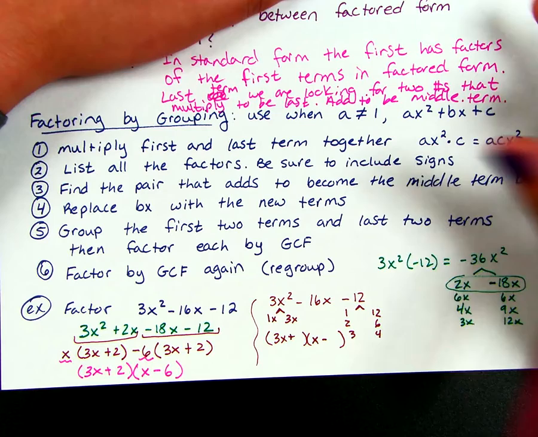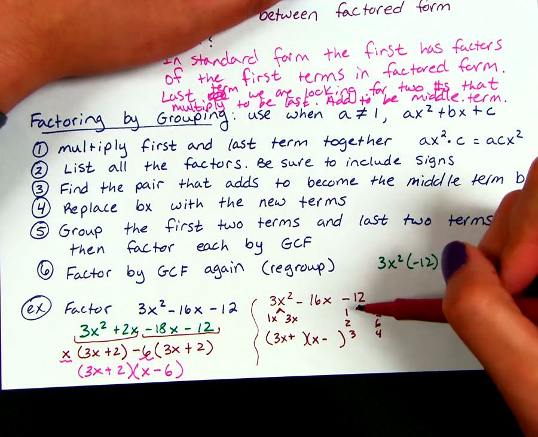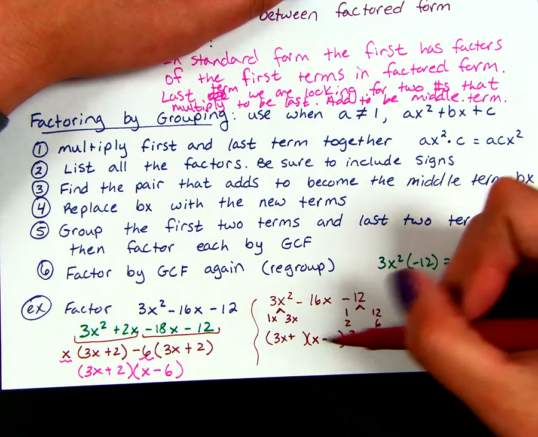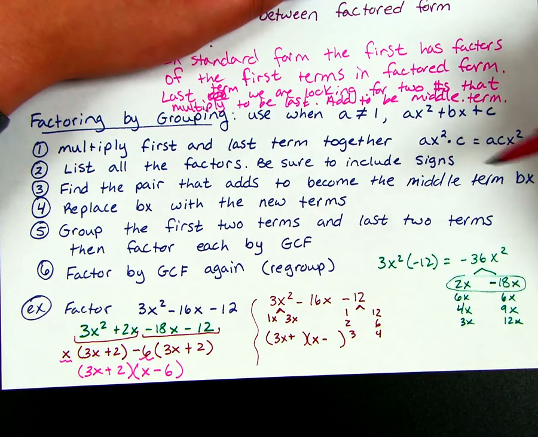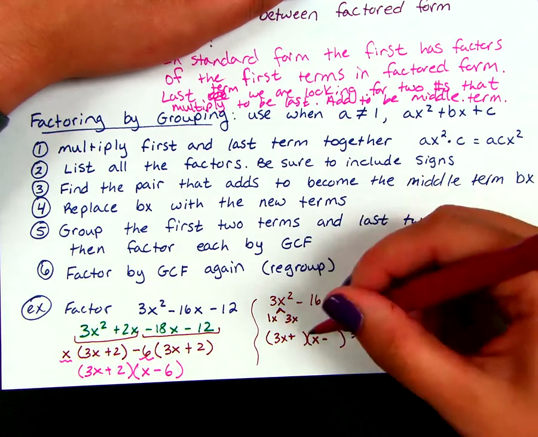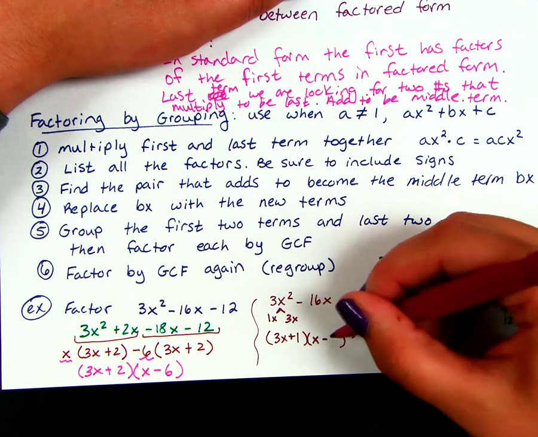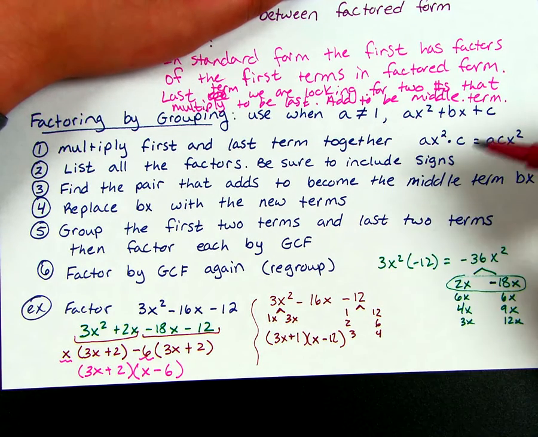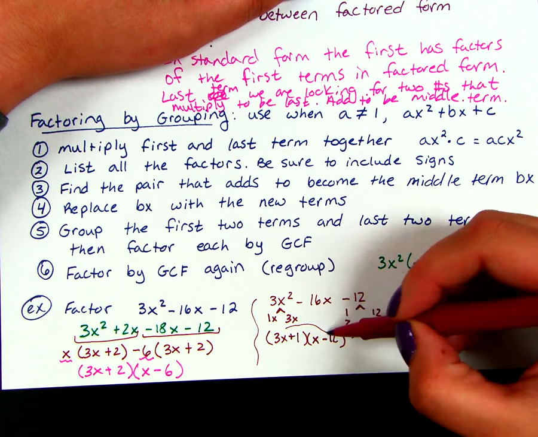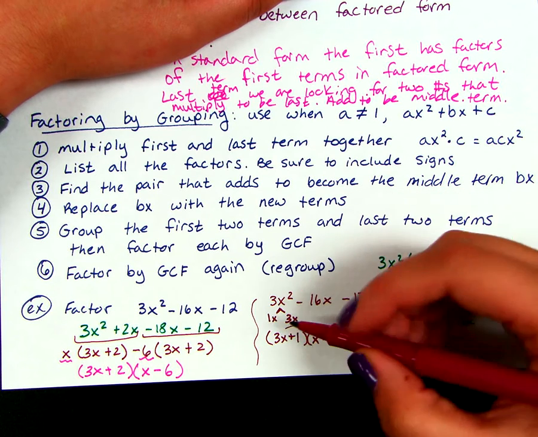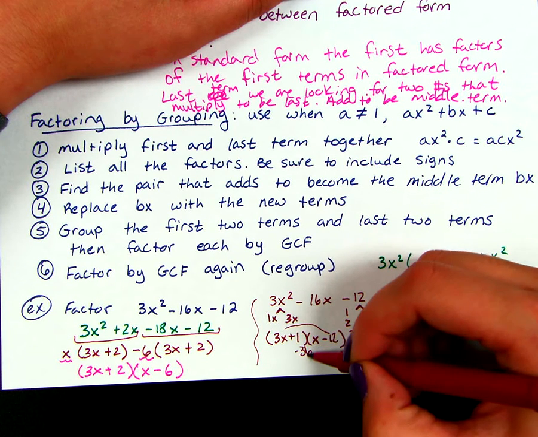Okay. So if I choose 1 and 12 and I put them in, and again I'm just kind of guessing which order that I would put them in. So if we write out 1 and 12, to check to see if it works, we're multiplying the last terms together. So we're taking 3x times negative 12. So that would give us negative 36x.